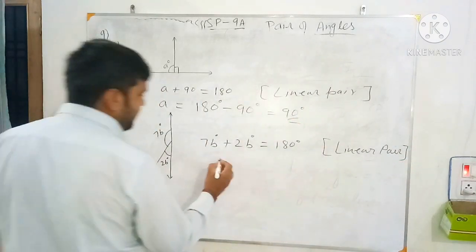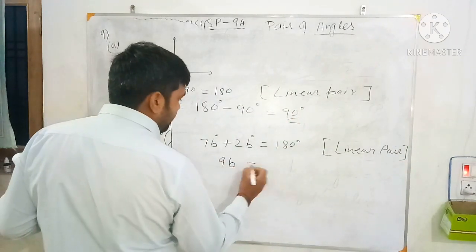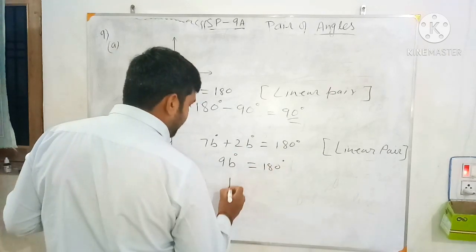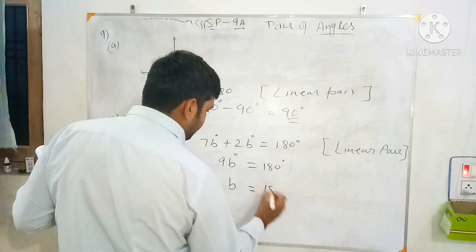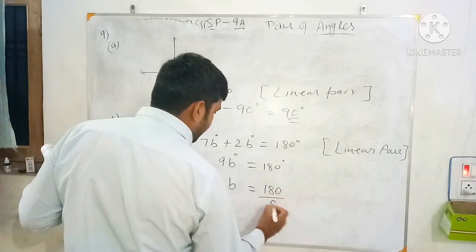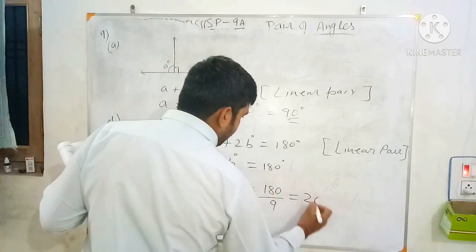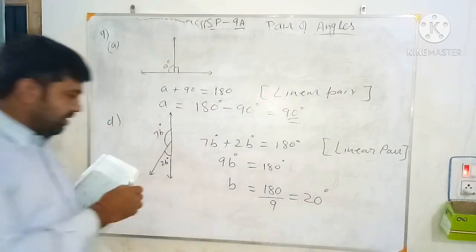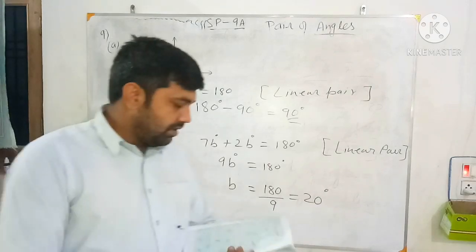Now 7B plus 2B gives you 9B degree equals to 180 degree. Now B equals to 180 by 9, that is 20, 9 twenties are 180. So the measurement of B we got is 20 degree.